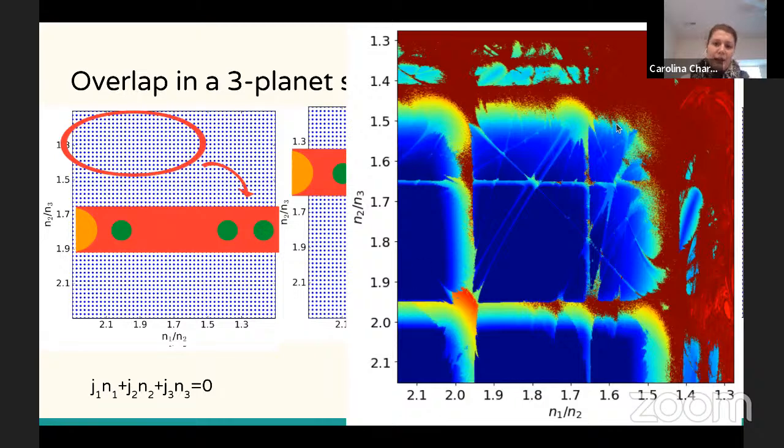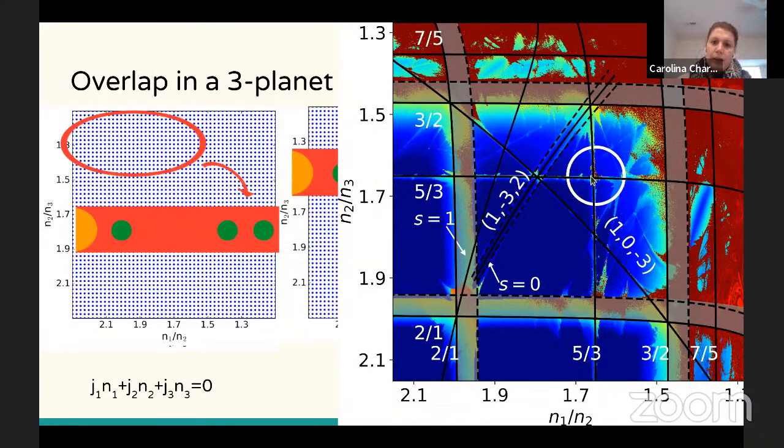But the things that appear in the map that are not vertical or horizontal are the combination of the three planets, and we can distinguish them. For example, here we see first-order resonances, two-planet first-order resonances. We see that they have a separatrix that we can distinguish and plot, but second-order resonances do not show a separatrix, a libration domain, in this plane.